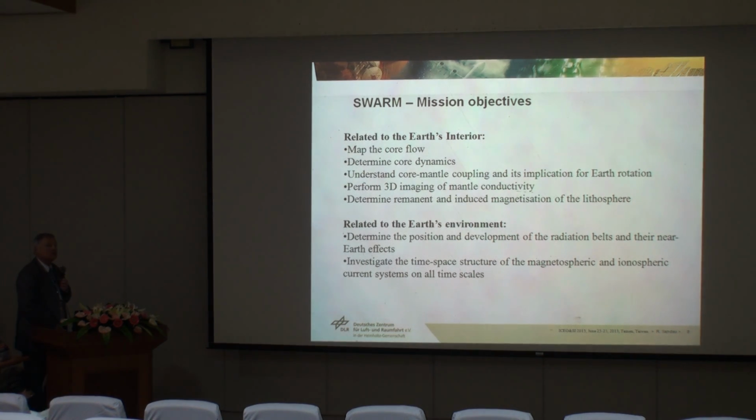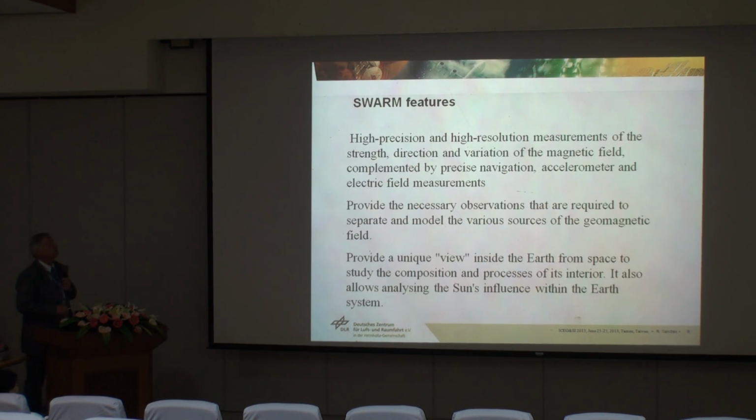And that's amazing what you can do with a magnetic field measurement. You can measure the interior of the Earth, map the core flow, determine the core dynamics, understand core-mantle coupling and its implication for Earth's rotation. You can do a 3D imaging of the mantle conductivity and determine the remnant and the induced magnetization of the lithosphere. And concerning the Earth's environment, it's to determine the position and development of the radiation belts and their near-Earth effects, and the time-space structures of magnetospheric and ionospheric current systems on all time scales. That is possible with the following system, which is arranged in a very specific way, as you have seen.